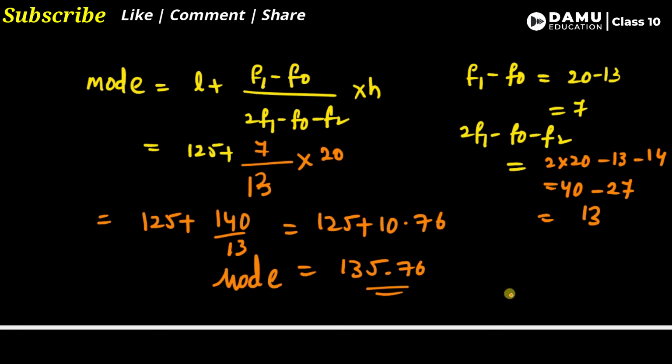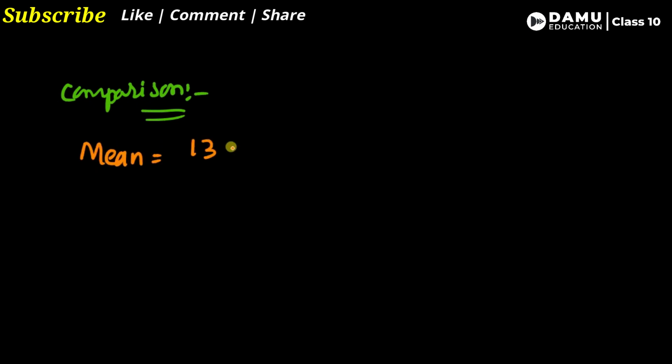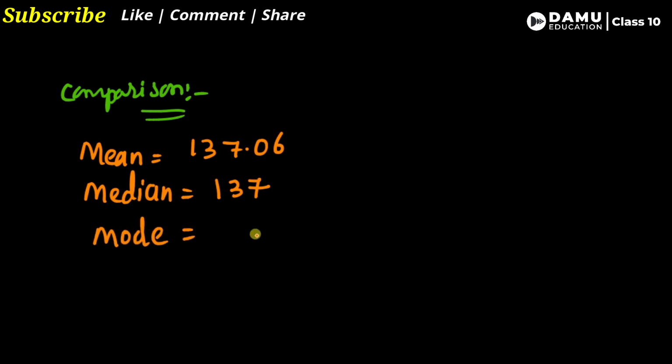Now let's compare the values. The mean is equal to 137.06, the median is exactly 137, and the mode is equal to 135.77.